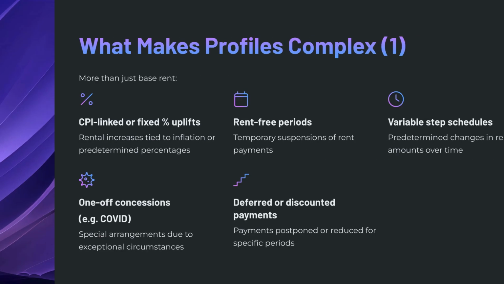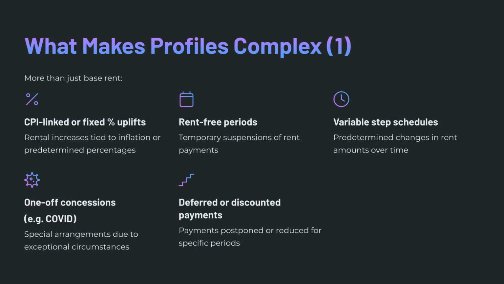What complicates the profile? Part 1. So, what makes rental profiles messy? Indexation clauses, CPI or fixed percentage uplifts. Rent-free periods, usually at the beginning but not always. Deferred or discounted rent, especially from COVID-era deals. Step increases that don't follow a regular schedule. One-off concessions buried inside letters or emails. These things don't appear as clean monthly payments, and they can't be left out.